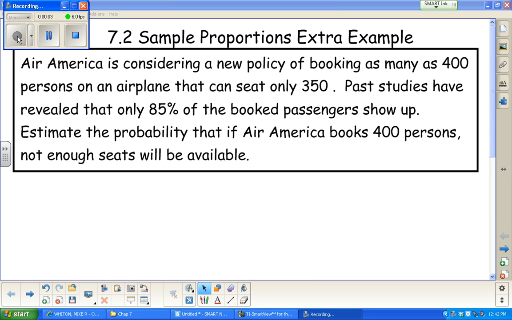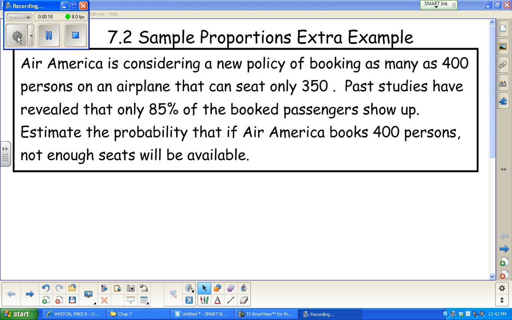Okay, this will be an example of a sample proportions problem from section 7.2. It's actually a problem that we kind of did earlier in the year with just using simulations before we really knew all this stuff. And it's one about the overbooking airlines.